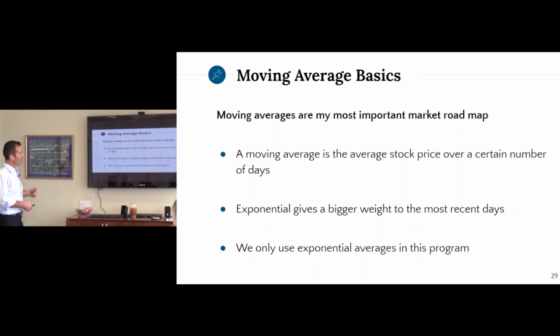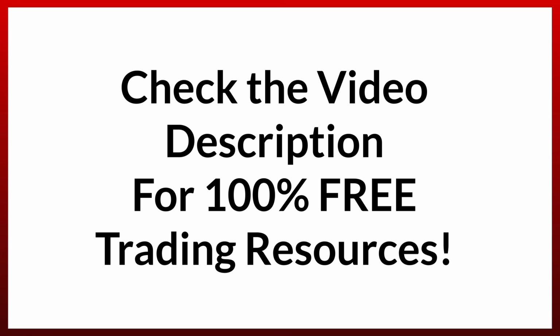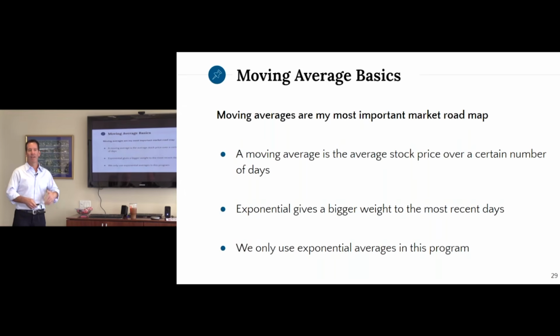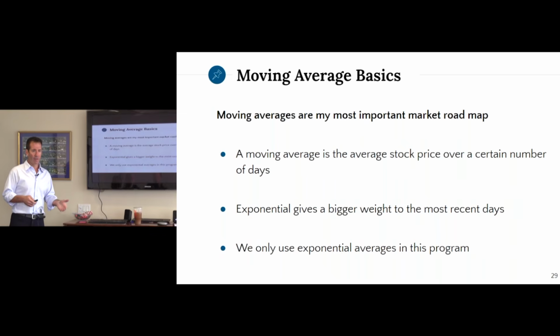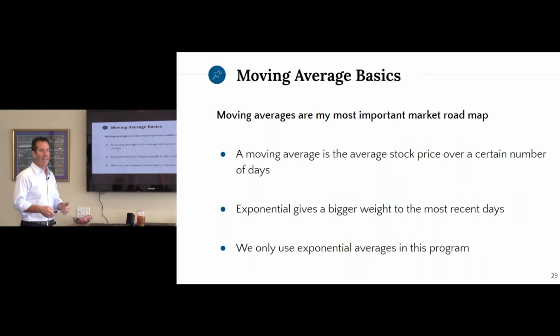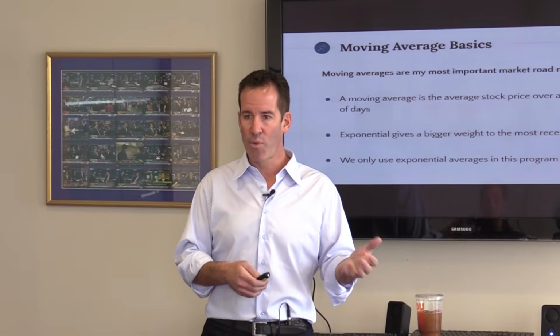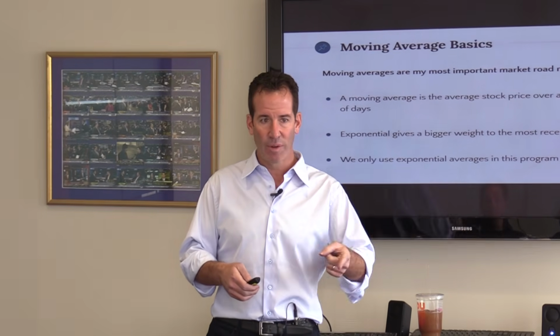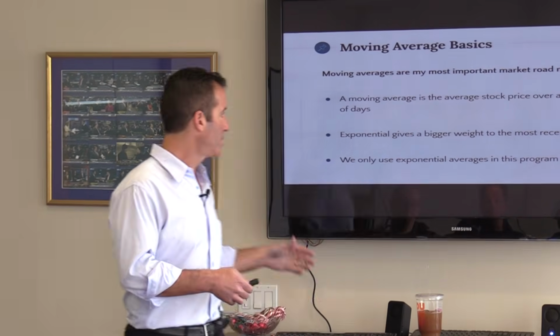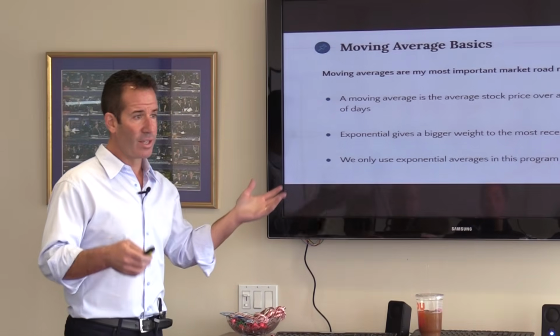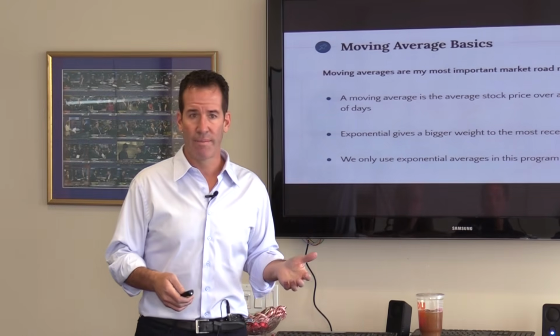Moving average is the average stock price over a certain number of days. Exponential gives you a bigger weight to the most recent days. Someone's like, well, the simple is here or the exponential is there, and it's not an exact science. It's really a zone, especially with the day and age of algos. They're all looking to stop people out one way or another. So instead of a pencil, it's like a magic marker. So I use the exponential just because that's what I've been used to using.